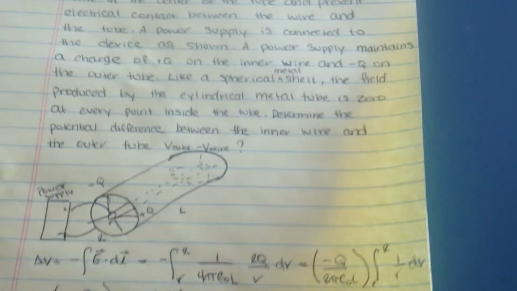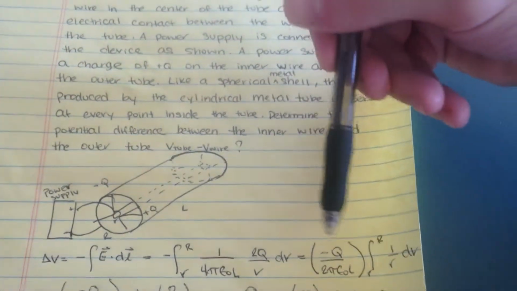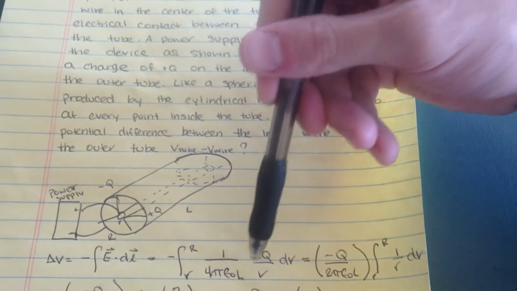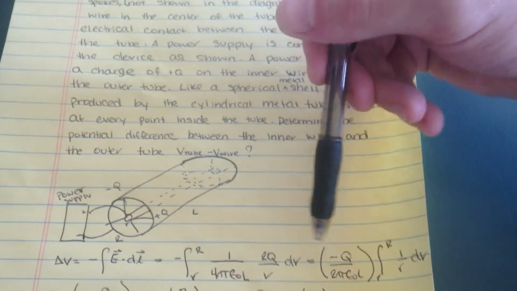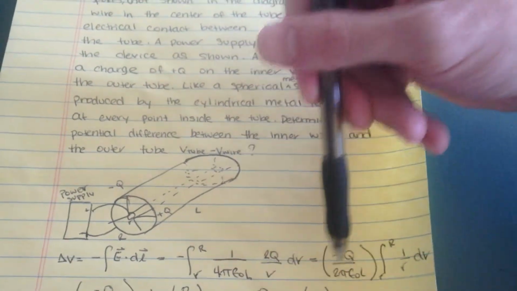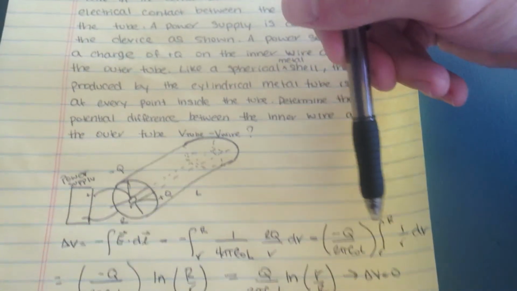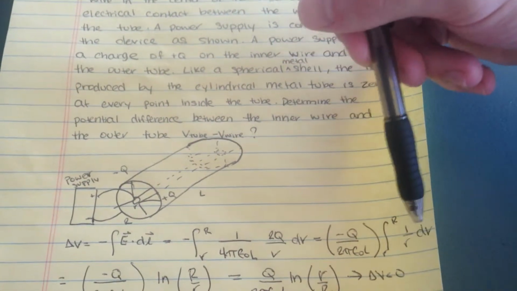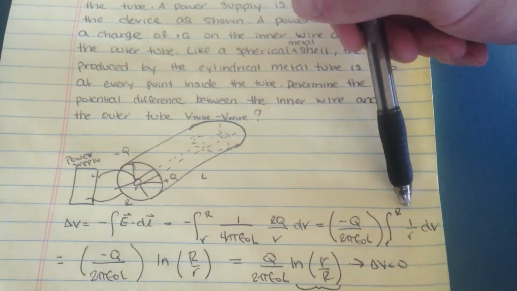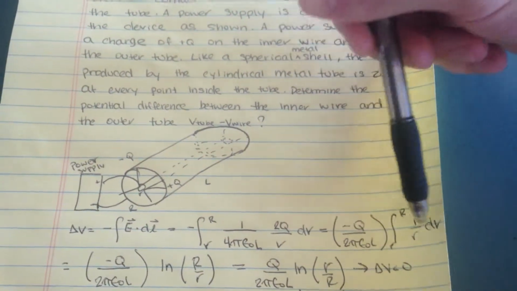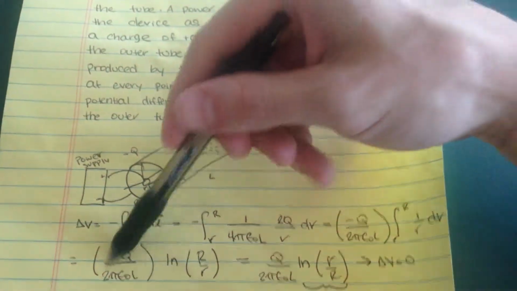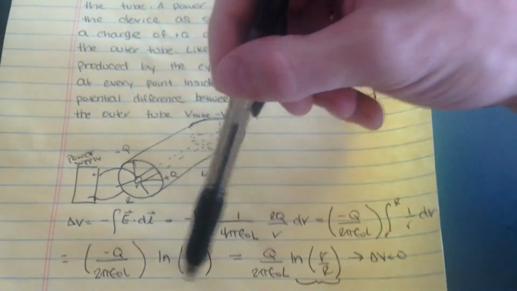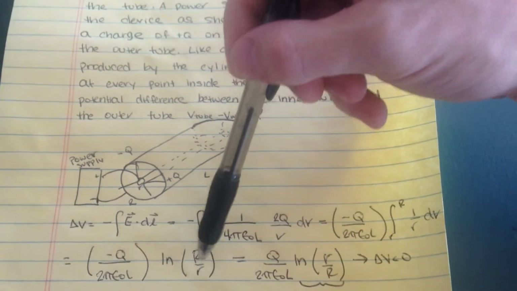Since you're integrating in terms of r, anything that does not have an r term you can move out of the integral. In this case, the 2 and the 4 cancel out, so you're just left with minus Q over 2 pi epsilon naught L. And you're still integrating from little r to big R, and that's 1 over r dr. The integral of 1 over r is ln of r. So you still have the same term you had in the beginning, but now you have ln of big R over little r.